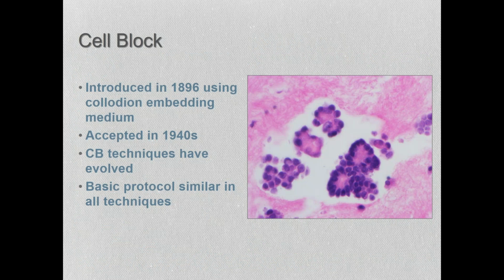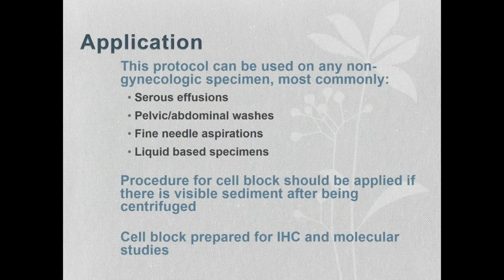Cell blocks were introduced in the late 1800s using a colloidal medium, although the technique wasn't really accepted until the 1940s. Since then, techniques have evolved. Cell blocks can be performed on a variety of samples, and we all perform them on serous effusions, pelvic and abdominal washes, and FNAs, but it can also be performed on a variety of liquid-based samples. The procedure is applied if there's at least a visible sediment after being centrifuged.